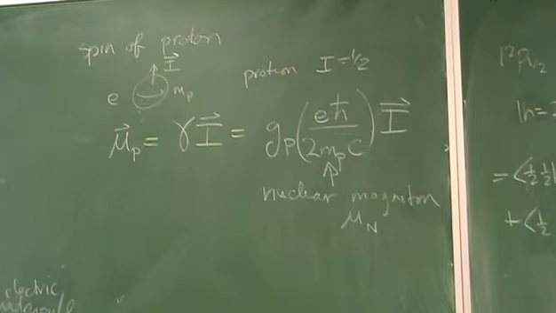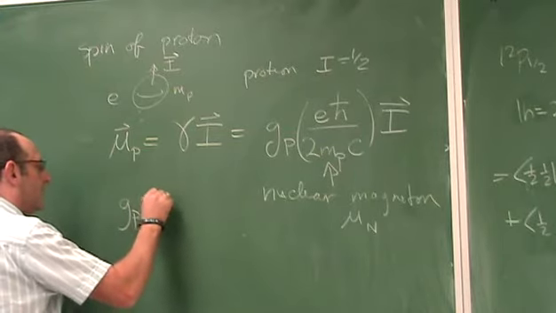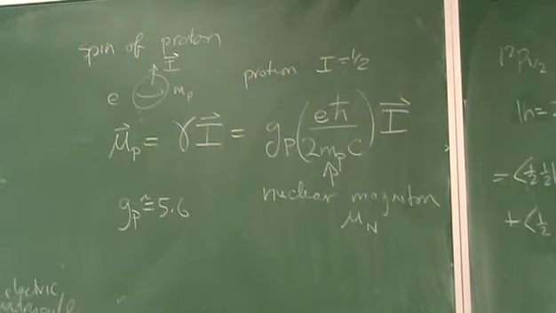So what is the G factor of the proton? The G factor of the proton is about 5.6. Where that comes from is still a mystery, exactly.